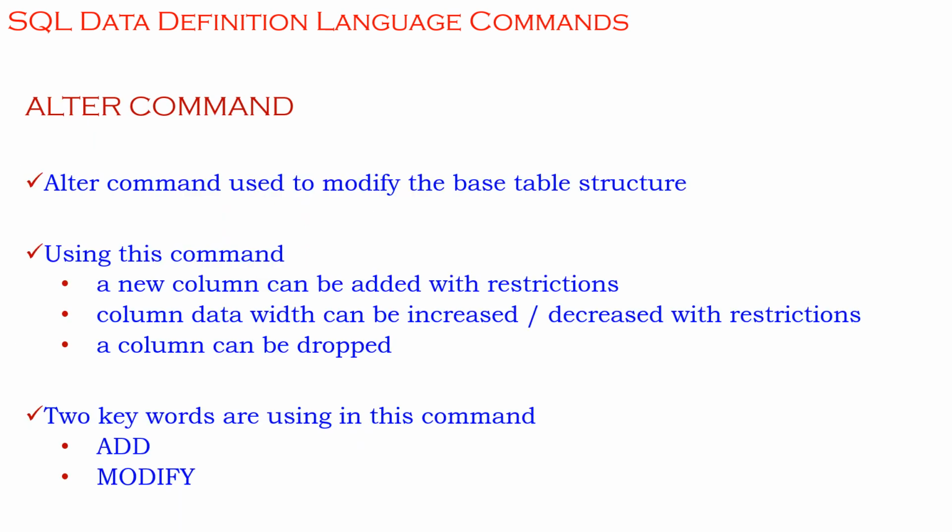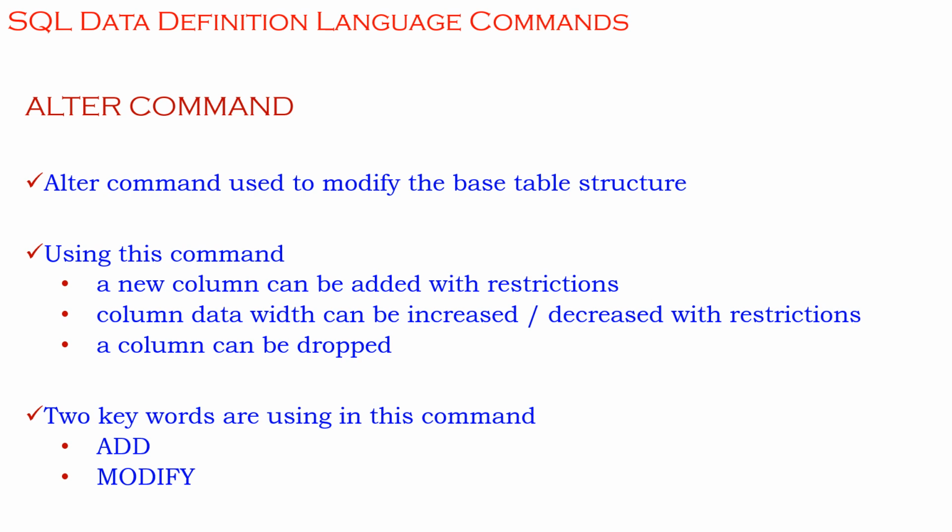Next we'll see the alter command. What is the purpose of the alter command? The alter command is used to modify the base table structure. In the previous slide we saw that we had already created a table using a particular structure. In case you want to change that structure, or add or modify a particular attribute, we can do it with the help of the alter command. The two keywords used in this command are add and modify. If I want to add a column, I can add a new column, I can also add new restrictions to my table or column, and I can modify a column.